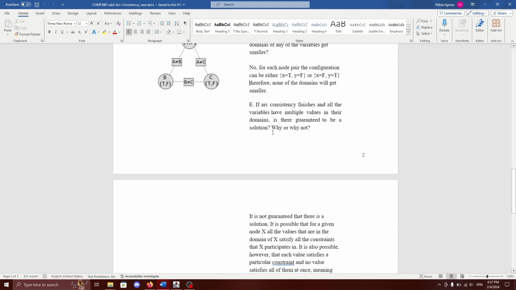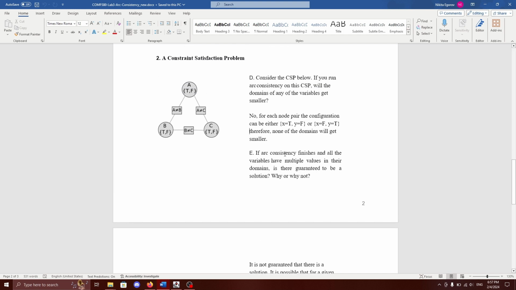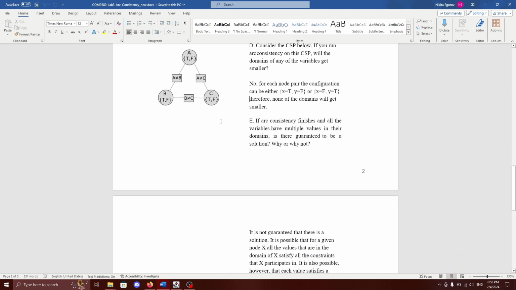Question E asks, if arc consistency finishes and there are multiple values, is there guaranteed to be a solution? There is not guaranteed to be a solution, and this graph is actually a good example of that. So like we mentioned earlier, if you run arc consistency, nothing will change, right? So all of these nodes will have two values. However, if you look at the graph, if A is true, then B will have to be false due to this constraint, and then C will not be able to satisfy both of these constraints at the same time. And that is how it works.